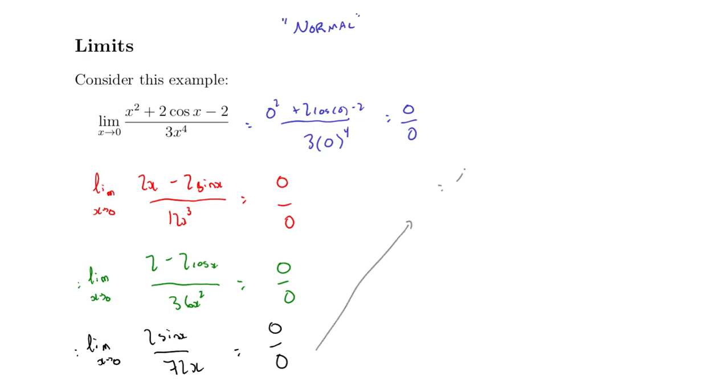I'll try gray for my next color. I'm running out of colors to use. I like to change my colors every time I differentiate things. 2 cosine x over 72. All of this to say 2 over 72, which is 1 over 36. Ugh. Let's see. This is 1, 2, 3, 4 rounds of L'Hopital's rule on this. Not an easy problem. Now, okay, it's actually not bad.